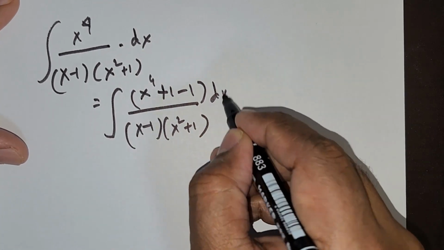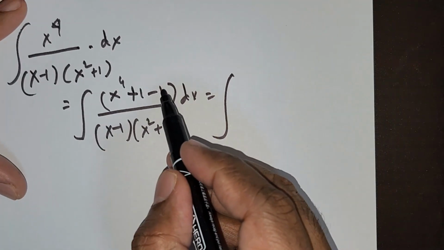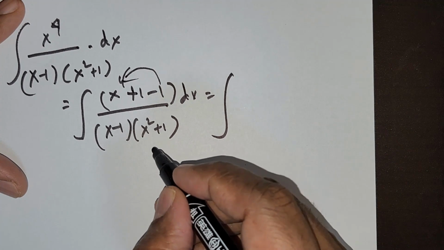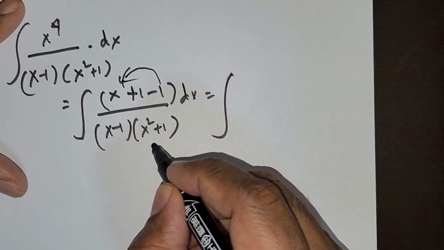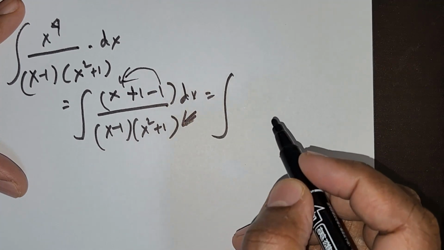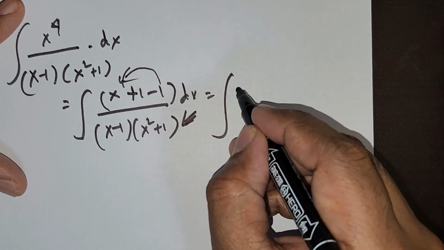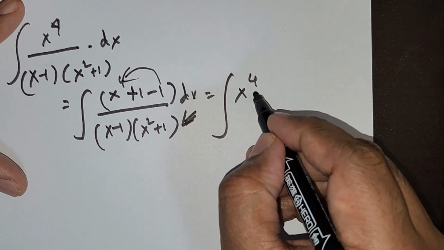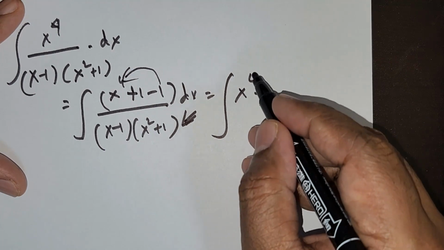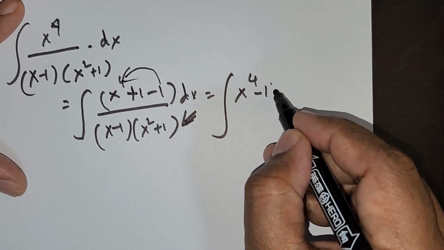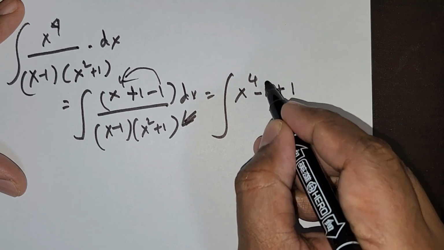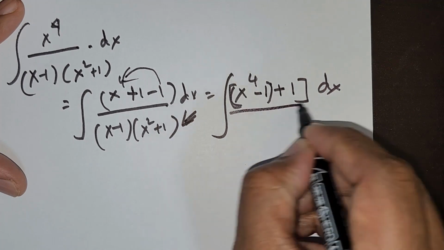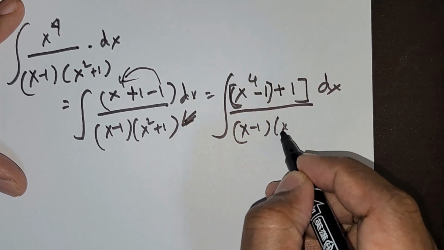Then I would like to club the negative 1 with x raised to the power of 4. The reason is I would like to actually get rid of this term. Okay, that's my objective. So for that I am performing this manipulation. So this is going to be x to the power of 4 minus 1, followed by a plus 1. So I will club these two as I just mentioned, times dx divided by (x - 1)(x² + 1).